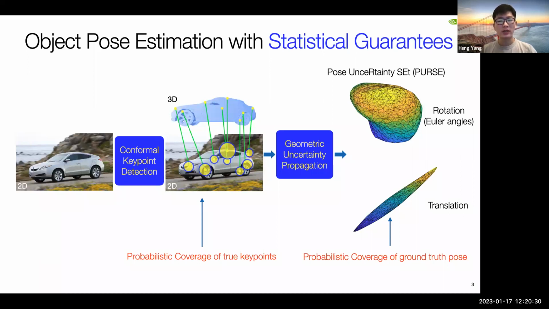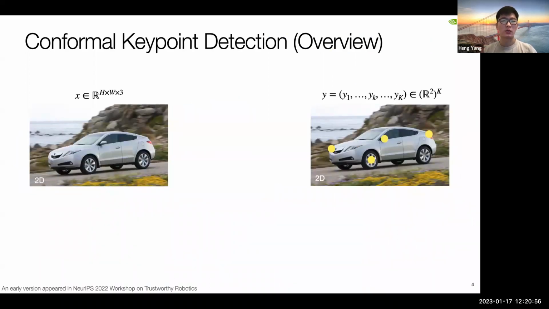So in today's talk, I told you that I want to briefly talk about the conformal key point detection, just so that we are a little bit familiar with the machinery and the notation for this problem. And then, of course, the majority of the talk today will be on the geometric uncertainty propagation. So let's see how conformal key point detection works.